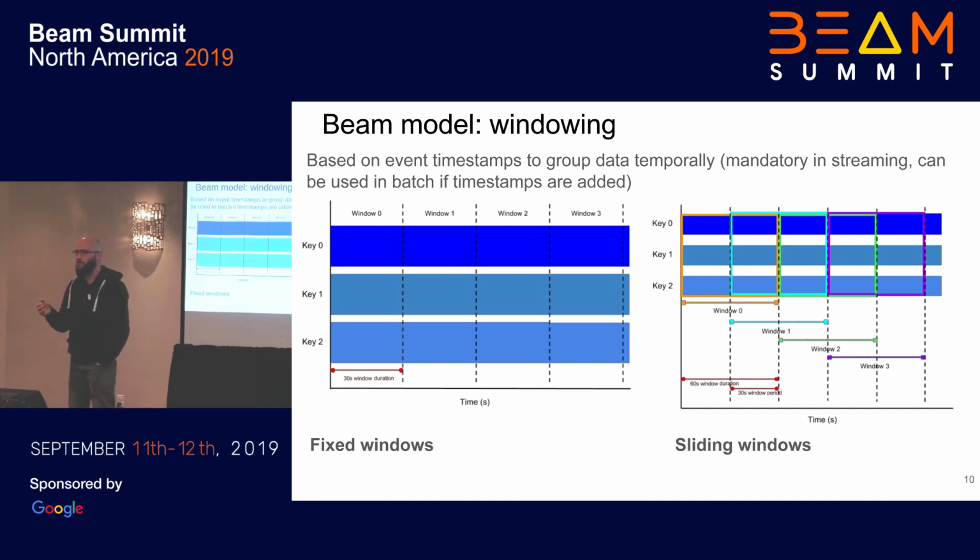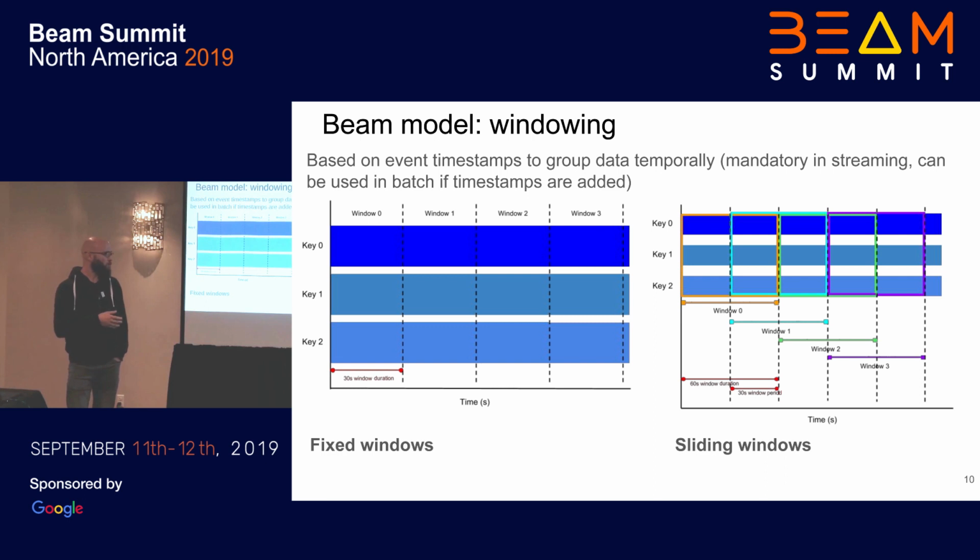The event timestamp is the time at which the element was produced, and this windowing is mandatory for streaming because you need to divide the infinite data. It's also available on batch because you can apply timestamps to your data and then apply windowing. That's optional. We provide several kinds of windowing.